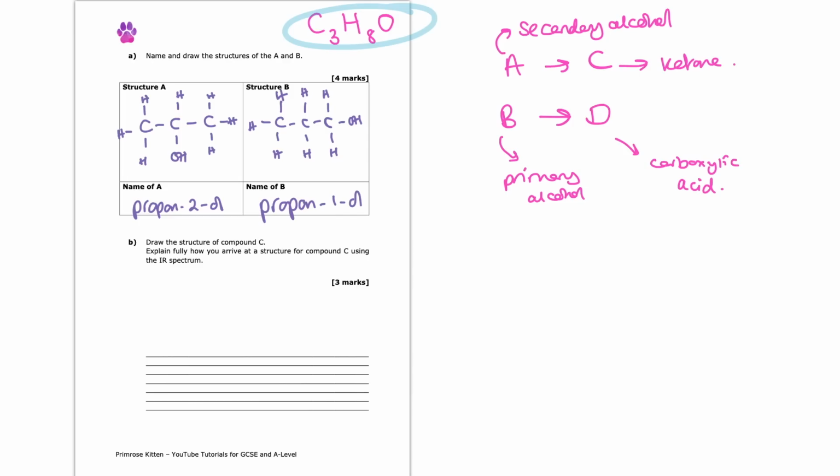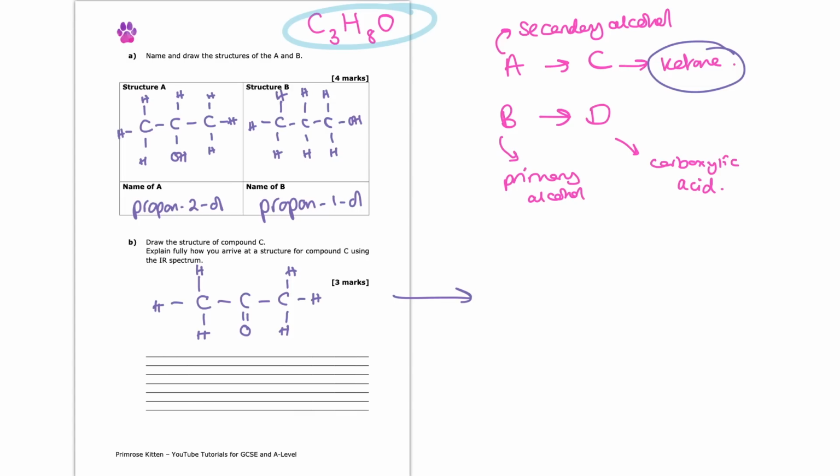Okay, so next we're asked to draw the structure of C, and we've already determined that C is a ketone. We know it's a ketone that's derived from a 3-carbon alcohol, and we're also asked to explain fully how we arrive at this structure. Well, first things first, let's draw the structure. So propan-2-ol would be oxidised to form propanone, which is a 3-carbon ketone. And we're asked to explain fully how we arrived at this structure for C by using that infrared spectrum.